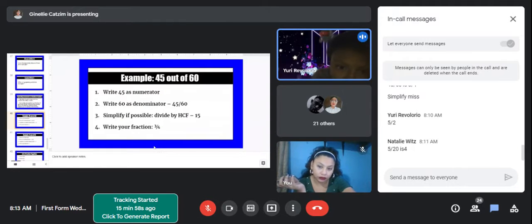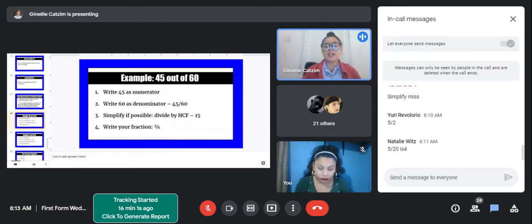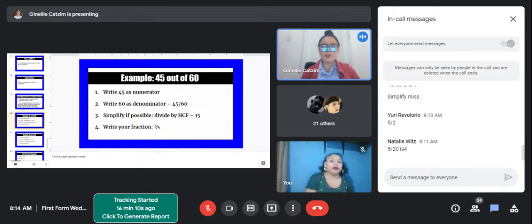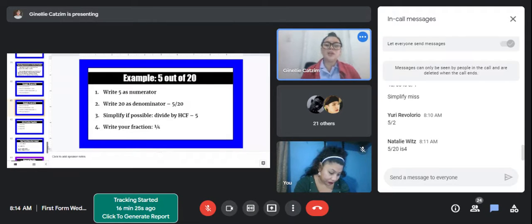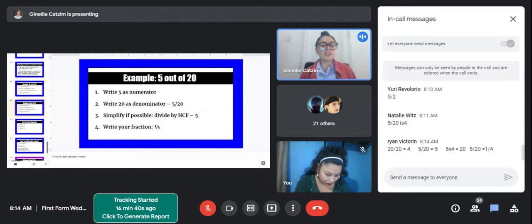Yes, you need to simplify, unless the fraction does not lend itself to simplification. For example, 3/5. Can we simplify 3/5? No. But we can simplify 45 over 60. So we simplify if we can. If you do not simplify, then your answer will not be totally correct. Right? Now let's do 5 out of 20. The first step, write 5 as the numerator. The second step, write 20 as the denominator.